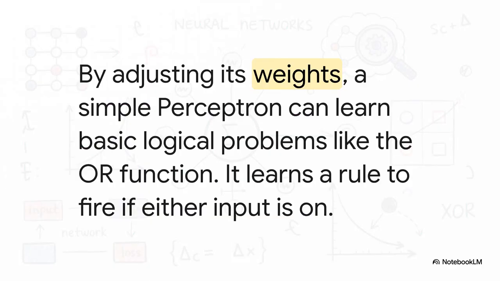And believe it or not, this super simple model could already learn. For example, by tweaking its weights, a single perceptron can figure out the logical OR function. It learns the rule to activate if either of its inputs is on. I mean, it's a small first step, but it's a real step towards machine intelligence.